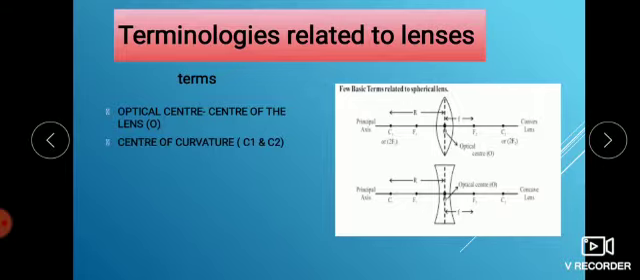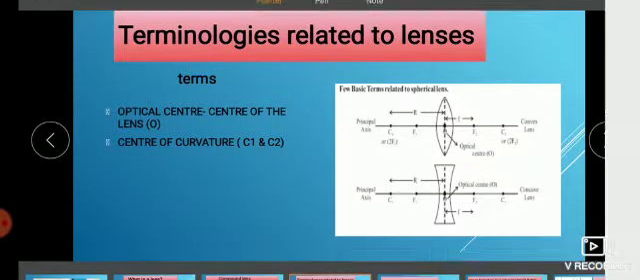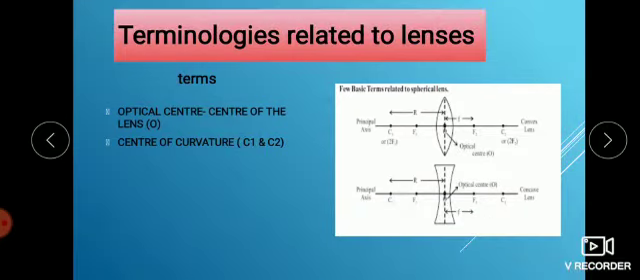Second, center of curvature. In the case of a lens, you have two centers because it is bounded by two surfaces, right? One is this surface, the other is this surface. This surface will have a center here and this surface will have a center here. So you have two centers of curvature, denoted by C1 and C2. Same way here also you have C1 and C2. This is C2 and this is C1. Same way you will have it for your concave lens also.